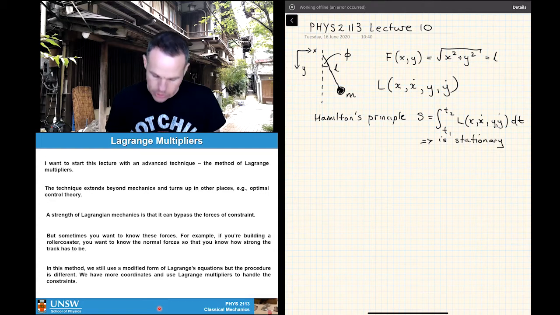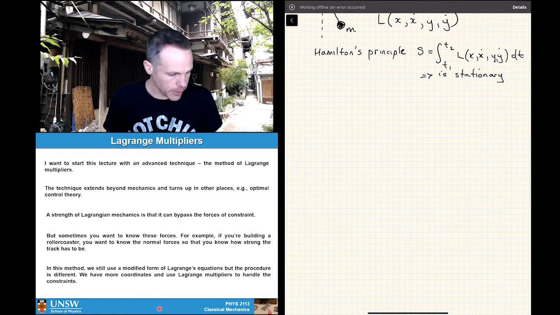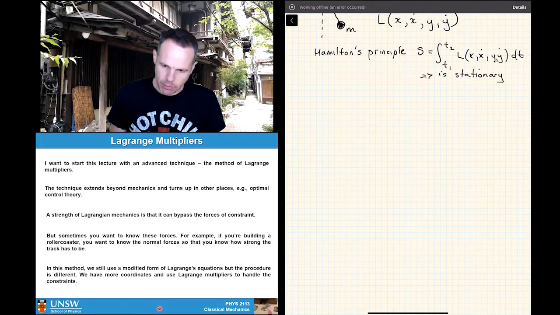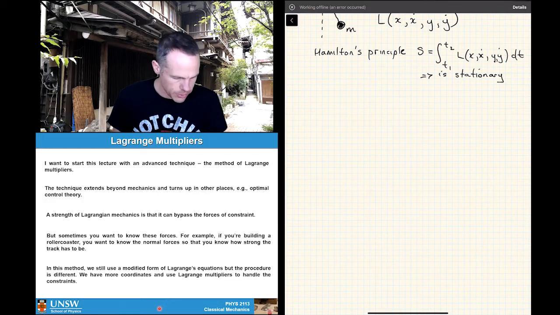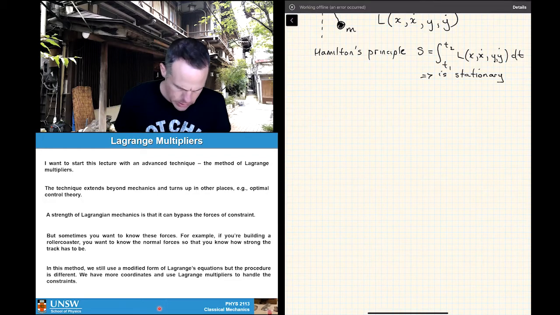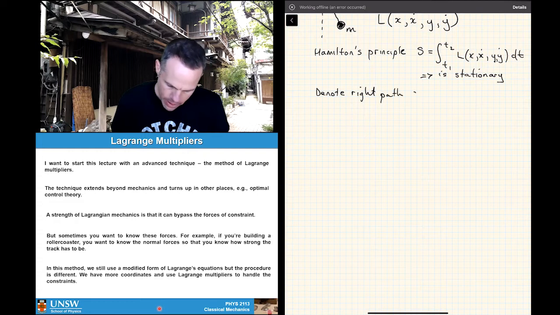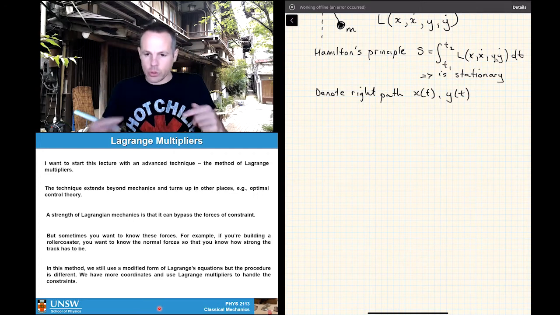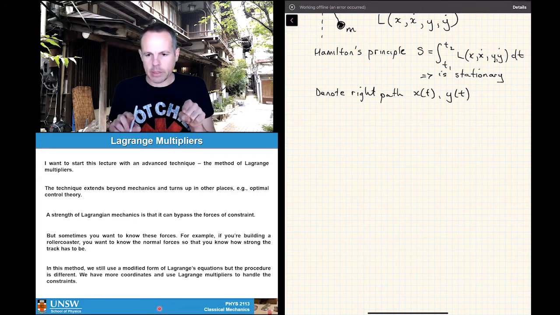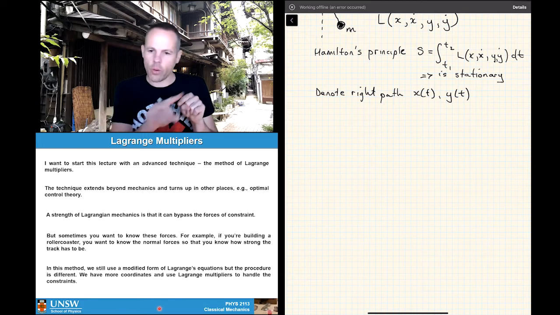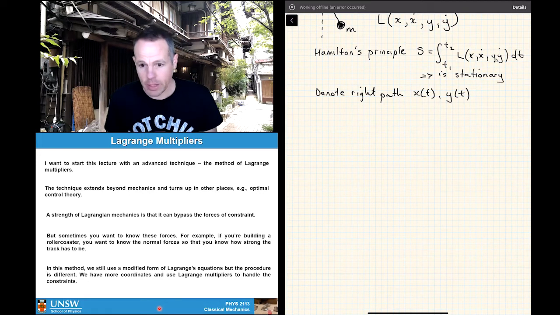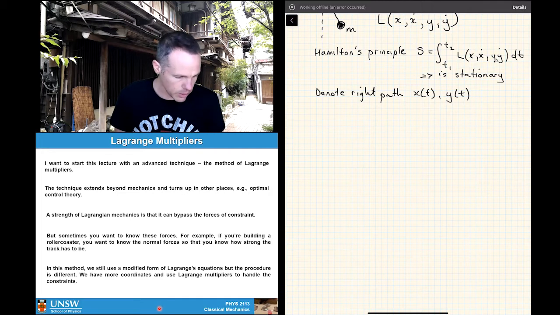And the key idea of Hamilton's principle is that this thing is stationary, okay? And so again, we're going to take a similar approach to what we have before of having right paths and wrong paths, right? And what we're going to do is denote our right path as x of t and y of t, okay? So basically we're just going to let those two coordinates evolve as a function of time, and by mapping the two together against time, we know what the right path of the system is, okay? It's just going to be what's held to in the constraints.